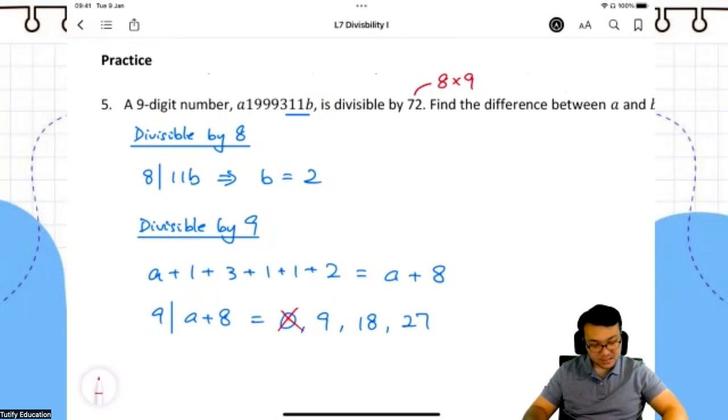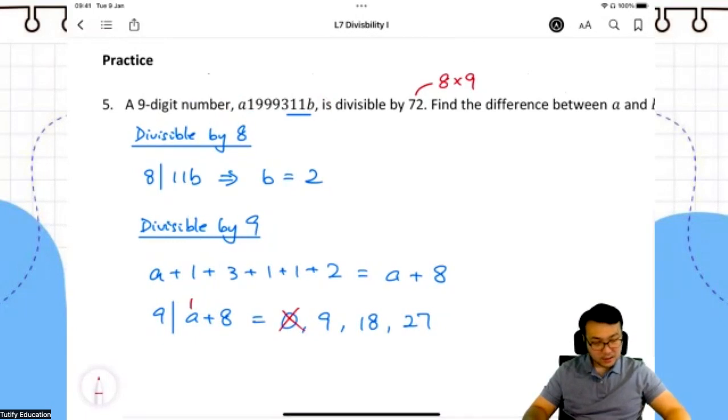Is it possible for A plus 8 to be equal to 9? Yes, because A is 1. A equals 1. 1 plus 8 is 9. This is definitely possible. Okay. Is it possible for it to be 18? No. So A is 10, right? It cannot be a double-digit number. So this is impossible. What about 27? No. Anything greater than 27 is also impossible.